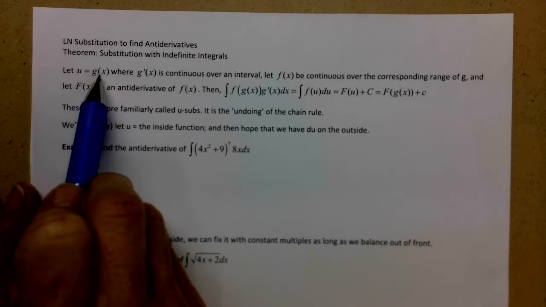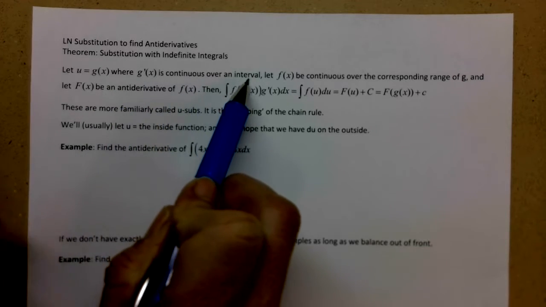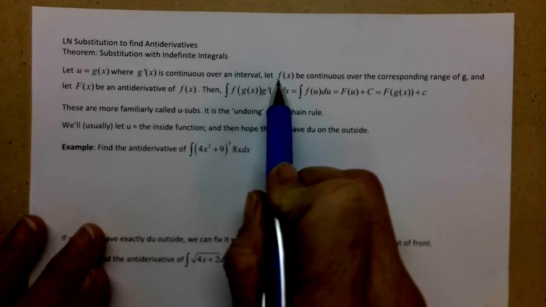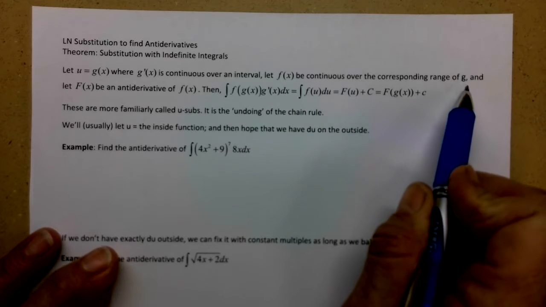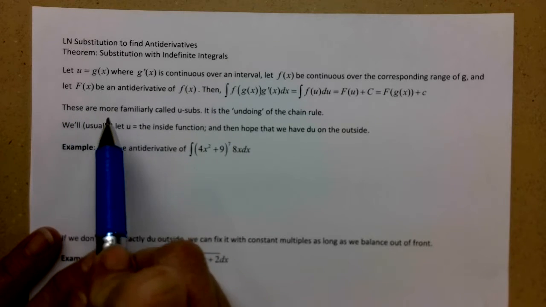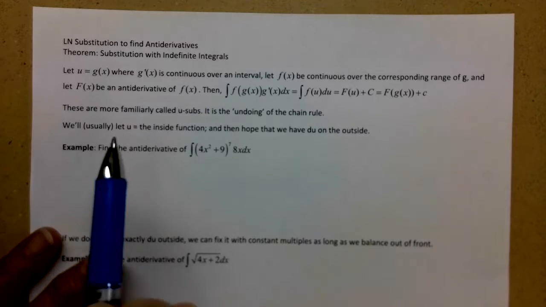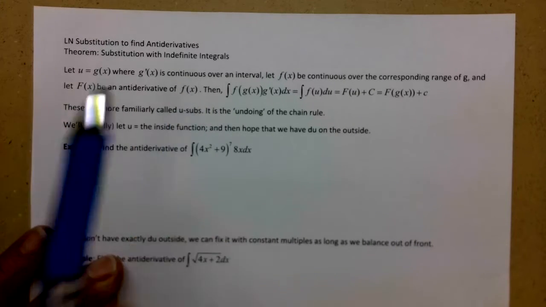So we're going to let u equal g of x, where g prime of x is continuous over a given interval. And then we're going to let little f of x be continuous over the corresponding range of g. And we're going to let capital F of x be the antiderivative of little f of x, just like the fundamental theorem of calculus. So capital F is our antiderivative of little f.